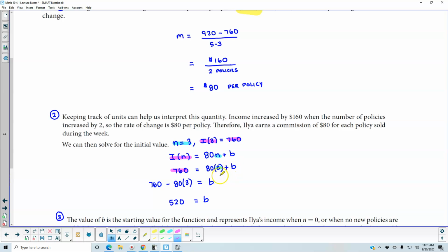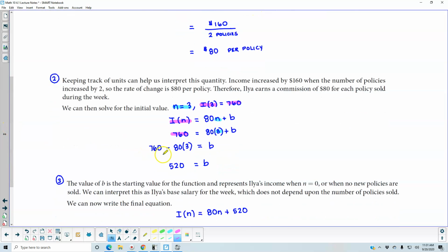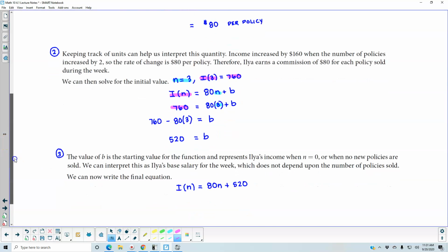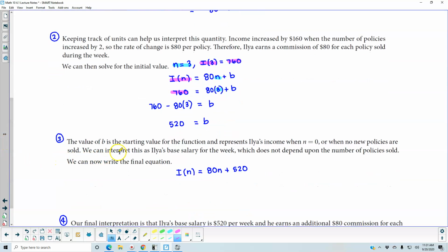Well, in order to isolate and solve for B, we can subtract 80 times 3 from the left side. And so 760 minus 240 gives us 520. So now we've determined what B represents. B represents 520.